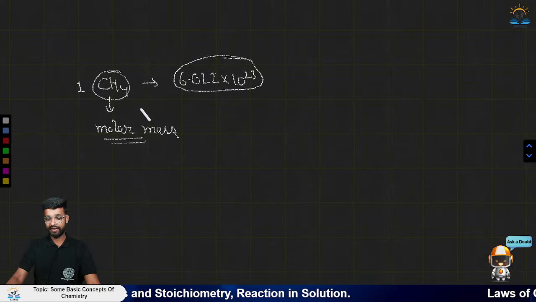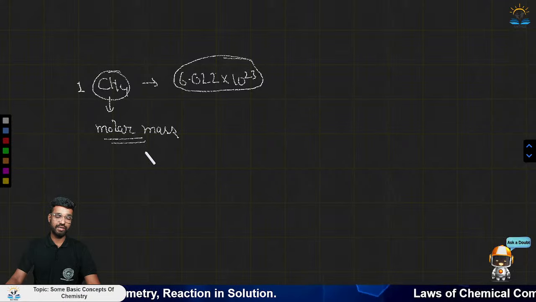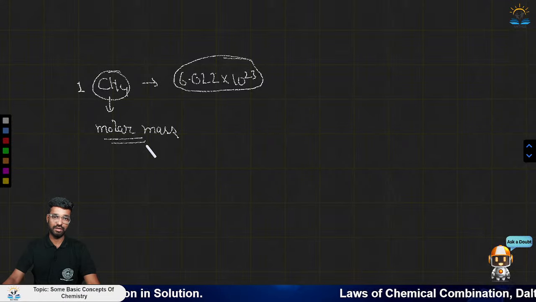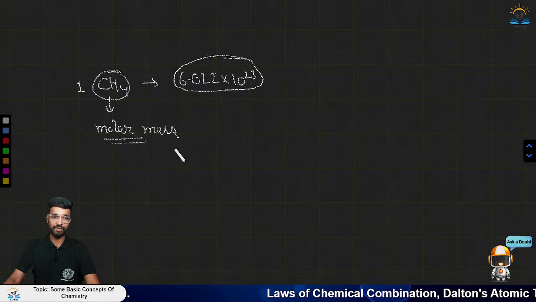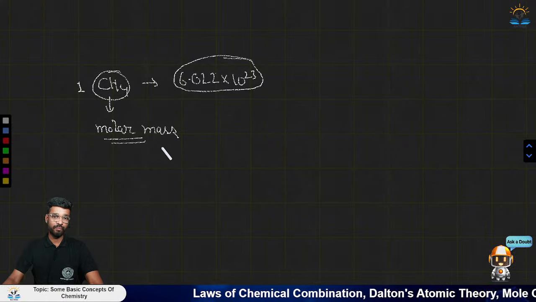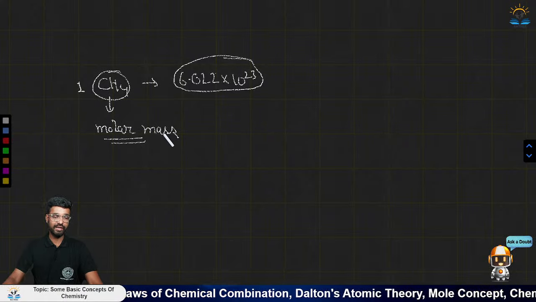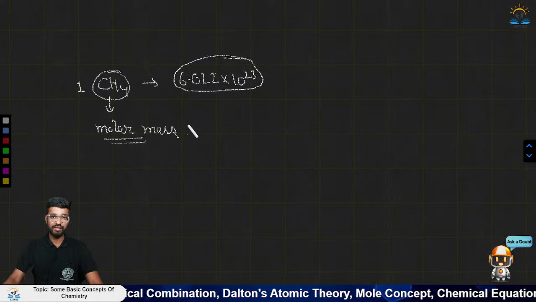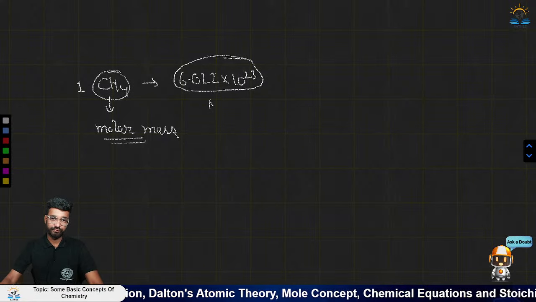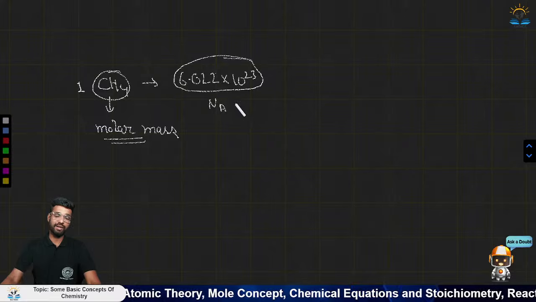So if we are defining molecular mass, we are saying 1 by 12th of a carbon 12 atom. So we are taking the mass of that atom relative to that. But when we are saying molar mass, then we are taking that amount of substance which will contain Na elementary entities or Na molecules.